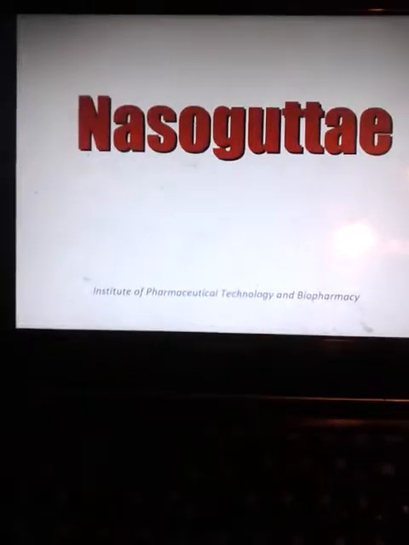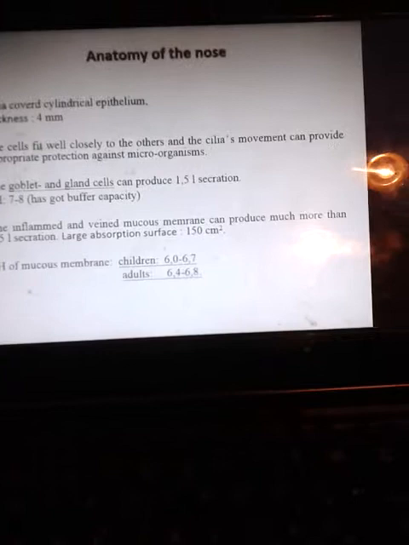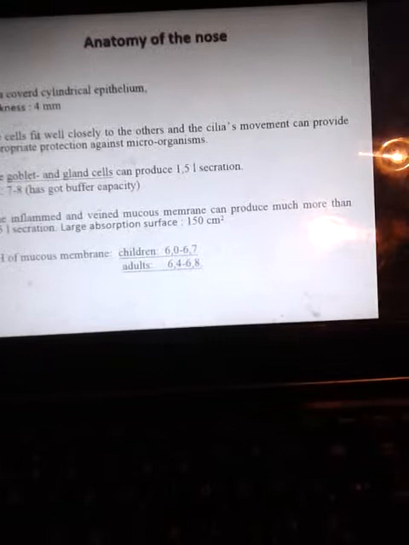Nasal Guttae, pharmaceutical technology. Sinus frontalis, os nasale, anatomy. Anatomy of the nose. Cilia covered cylindrical epithelium. Thickness is 4 mm. The cells fit closely to the others, and the cilia movement can provide appropriate protection against microorganisms. The goblet and the gland cell can produce 1.5 liter secretion.